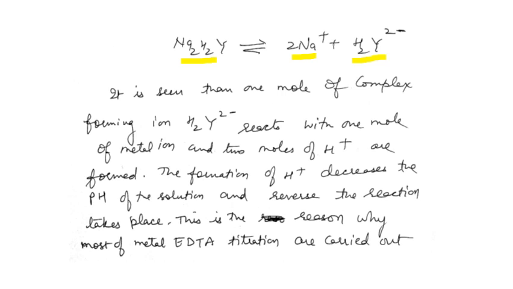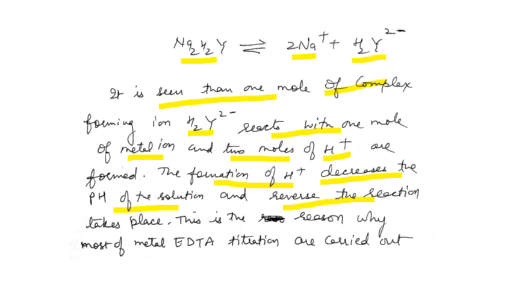So it is seen that 1 mole of the complex forming ion, that is H2Y2 negative, reacts with 1 mole of the hardness causing metal ion, and when it reacts, 2 moles of H ion are released. When H ion is produced, it decreases the pH of the solution. When it decreases the pH of the solution, the reverse reaction can take place.